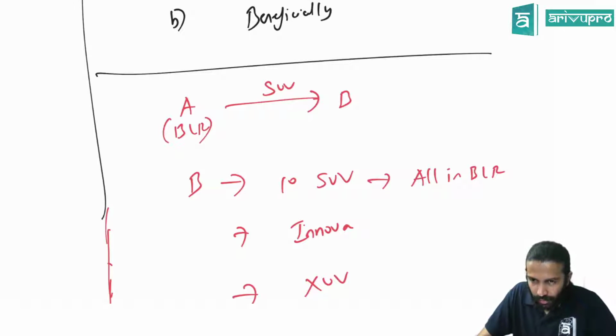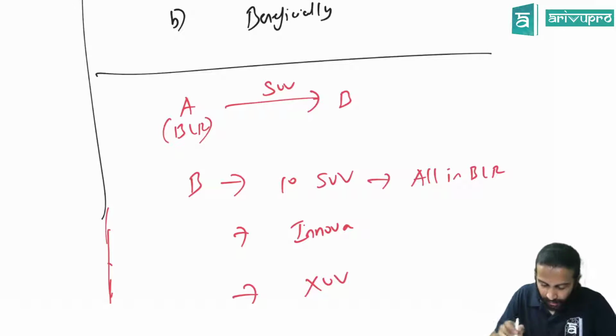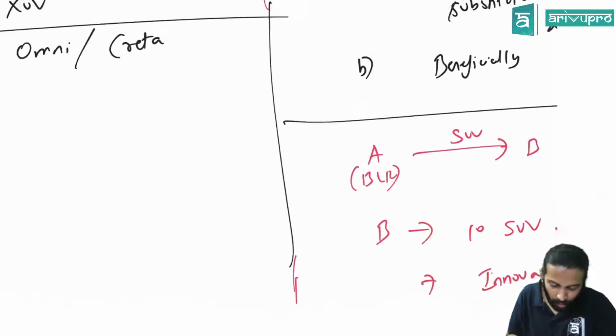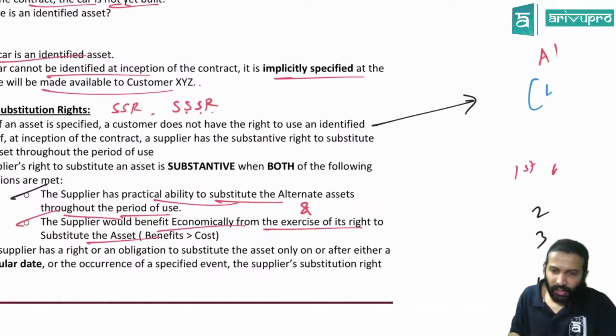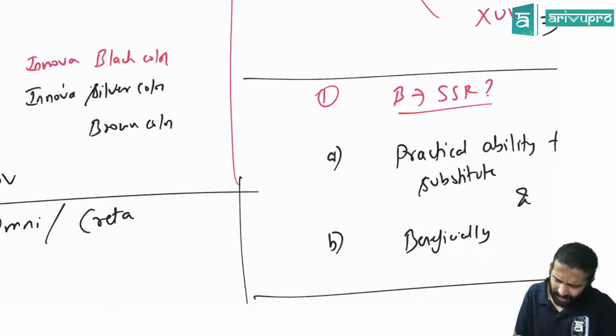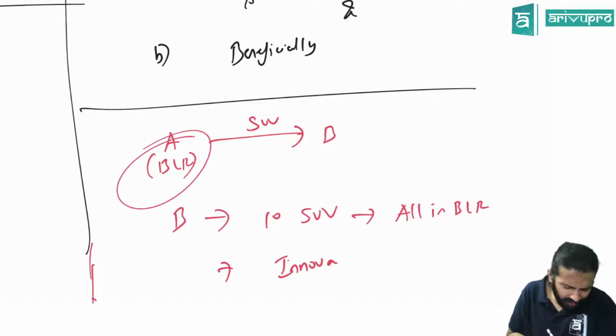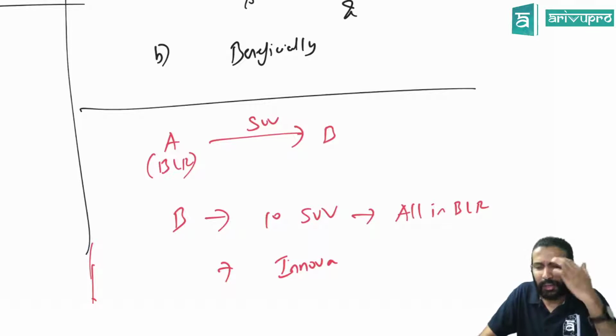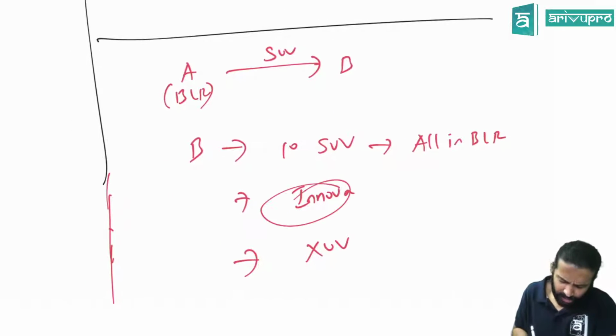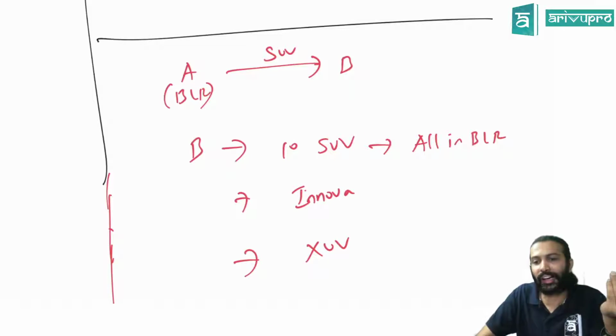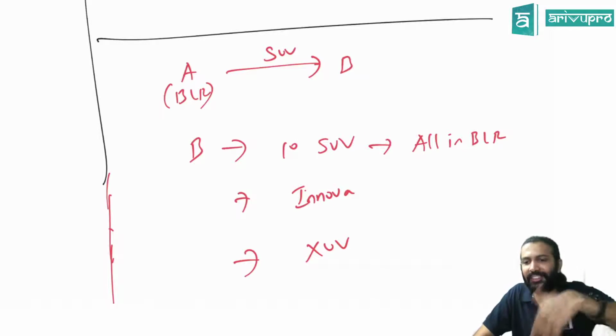If the lessor has SSR, we already wrote the point. It's a simple thing, sir. If the lessor has SSR, he'll go on substituting the asset. Let's see, can he identify the asset, sir? For him, identifiability will be a problem. Yes or no? Because this week he's getting this car, next week he's getting some other car, and next week, God knows what car he'll get. Correct? That means the asset itself is changing every year.